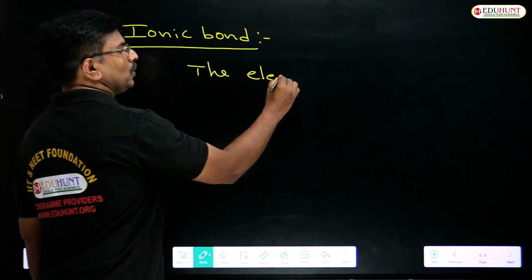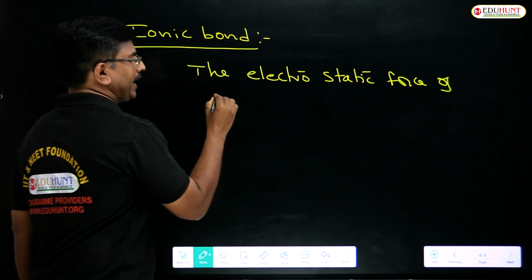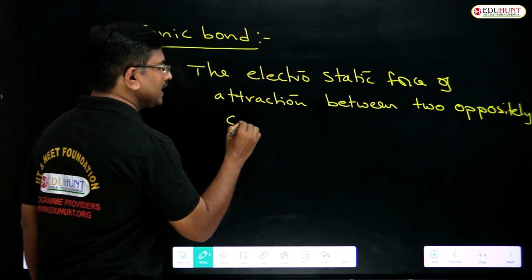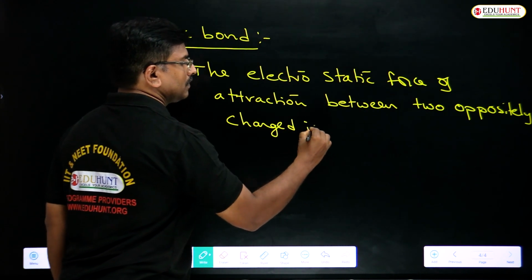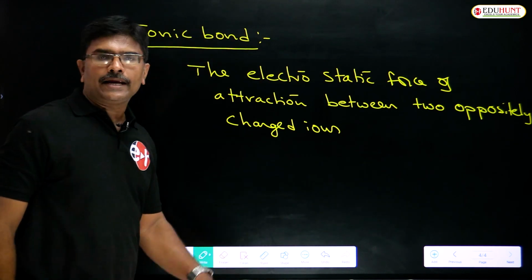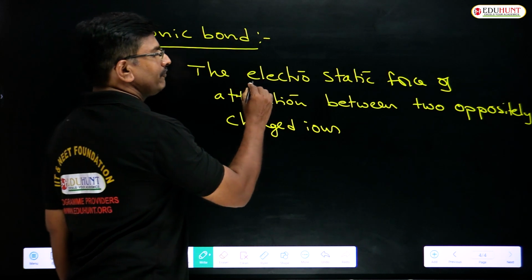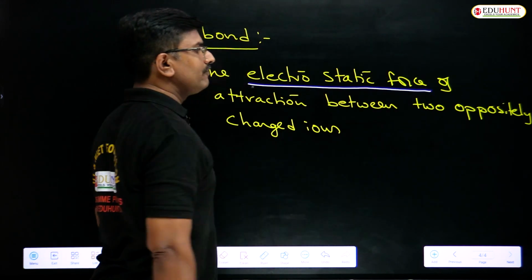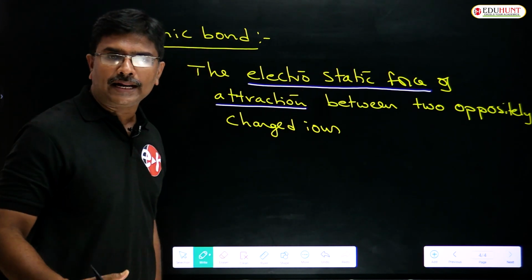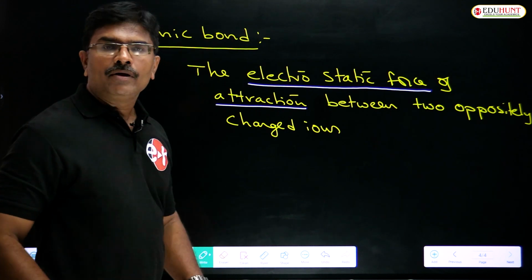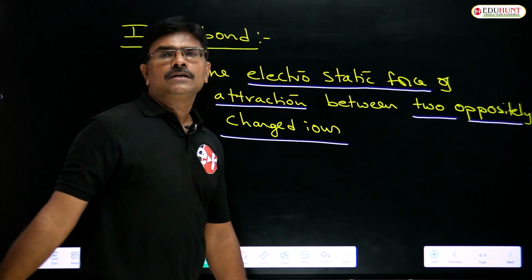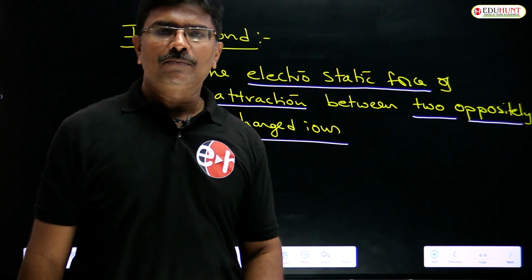The electrostatic force of attraction between two oppositely charged ions is called ionic bond. Please observe this statement. The electrostatic force of attraction is a kind of attractive force, between two oppositely charged ions, which we simply call the ionic bond.